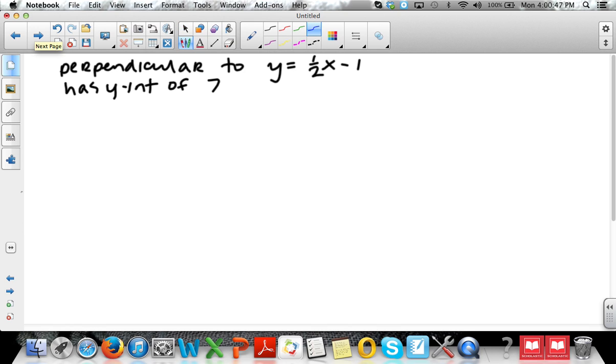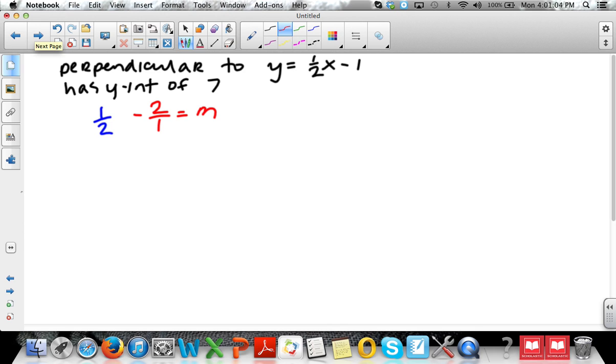So first you have to figure out the slope. So I started with 1/2, but I have to do the reciprocal thing. That means flip it over, and I have to do the negative part. So my slope is going to be -2.